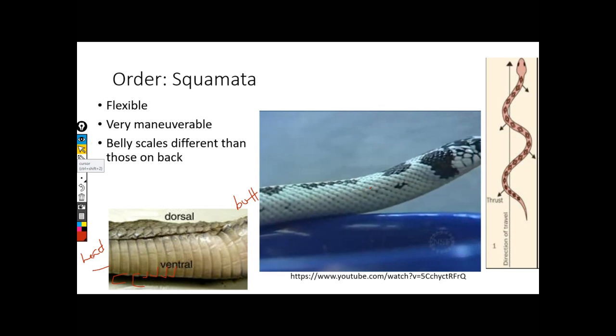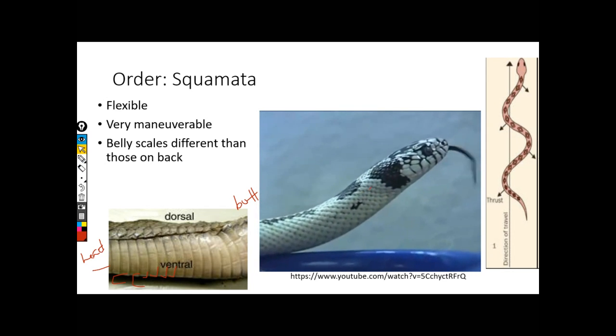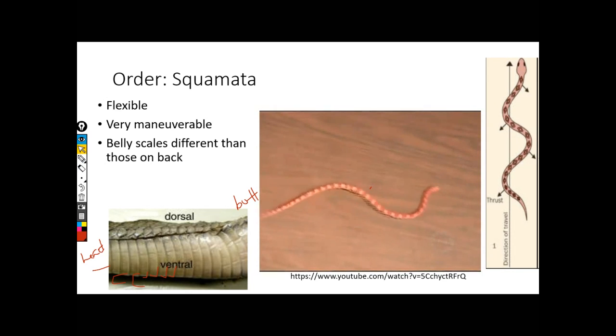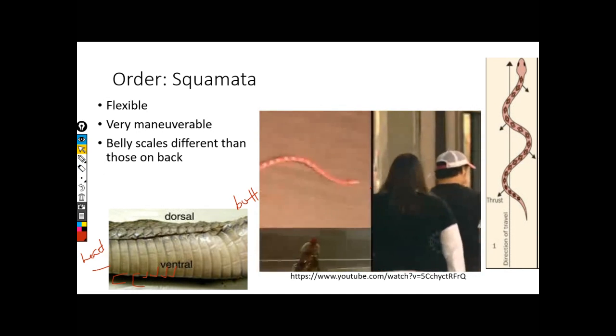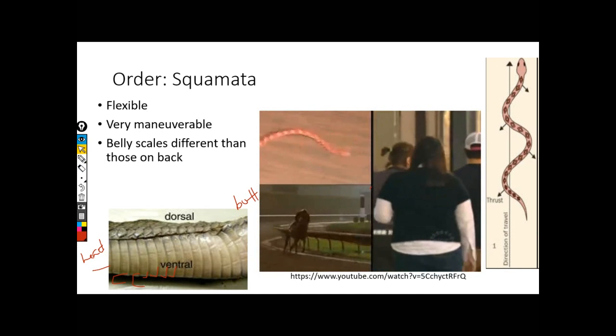So no matter what technique, and there's lots of different ways snakes can move, from sidewinding to slithering.